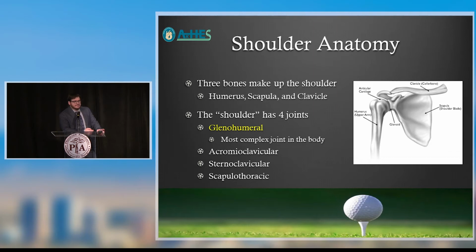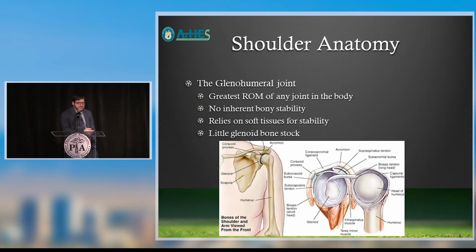As far as the anatomy, 3 main bones to worry about: the humerus, the scapula, and the clavicle. The shoulder has 4 joints: glenohumeral joint, acromioclavicular joint, and then the sternoclavicular joint, as well as the often forgotten, but the scapulothoracic. Thankfully, you don't have to worry about that too much.